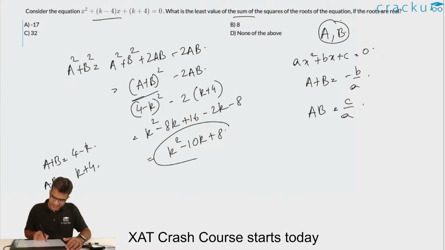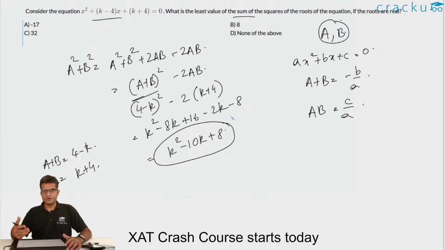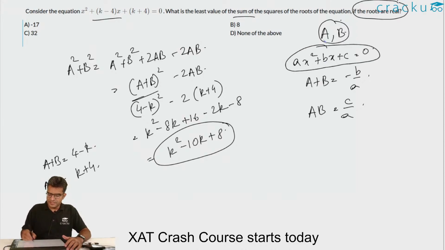What is the least value of k square minus 10k plus 8? And what is the restriction on k? Can k be equal to any value? It cannot, because we are told that the roots are real. If you are given a quadratic equation of the form ax square plus bx plus c is equal to 0, the roots will be real if the discriminant of this quadratic equation is greater than or equal to 0. What is the discriminant of this quadratic equation?